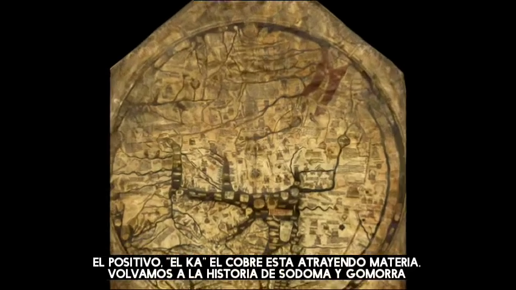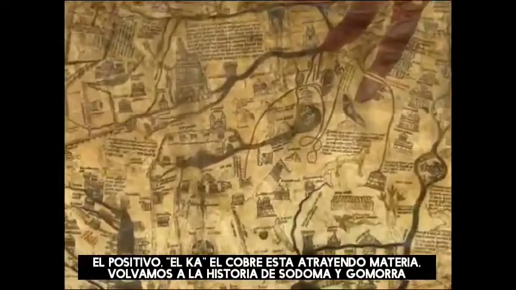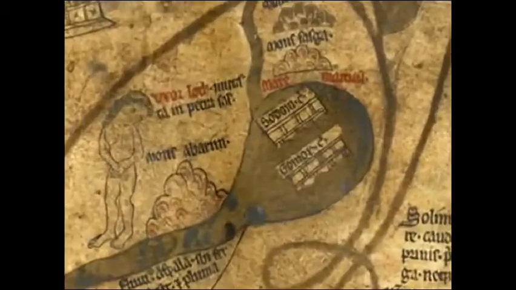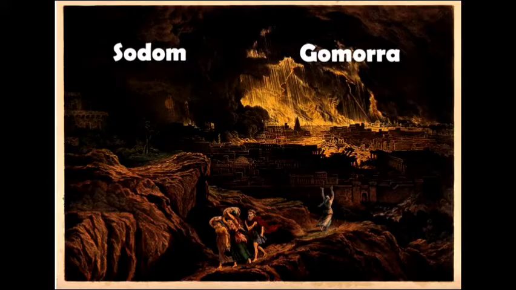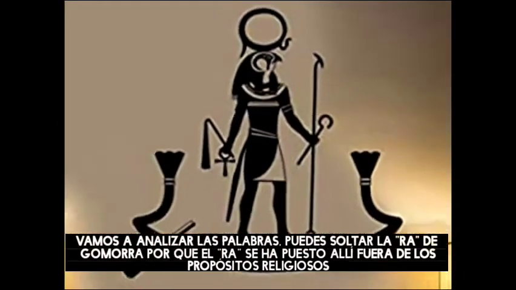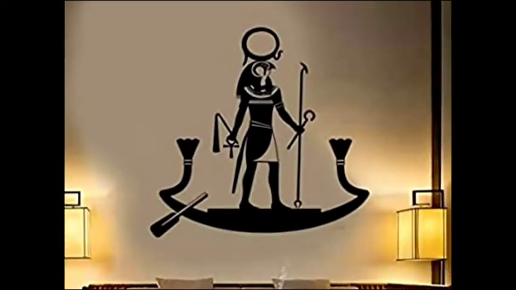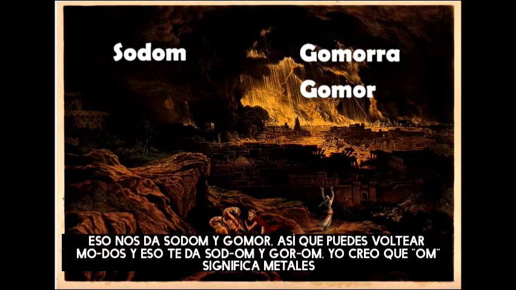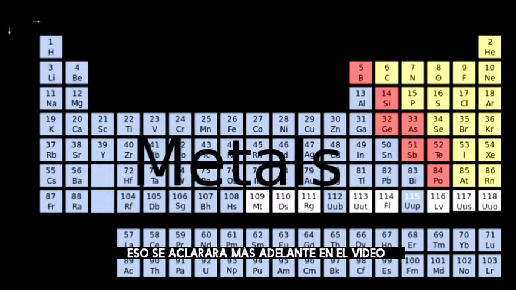Let's go back to the story of Sodom and Gomorrah. Let's analyze the words. You can drop the Ra of Gomorrah because the Ra has been put there out of religious purpose. That gives us Sodom and Gomorrah. So you can turn around the Mor and that gives you Sodom and Gorom. I think the means metal. That will become clearer later in the video.